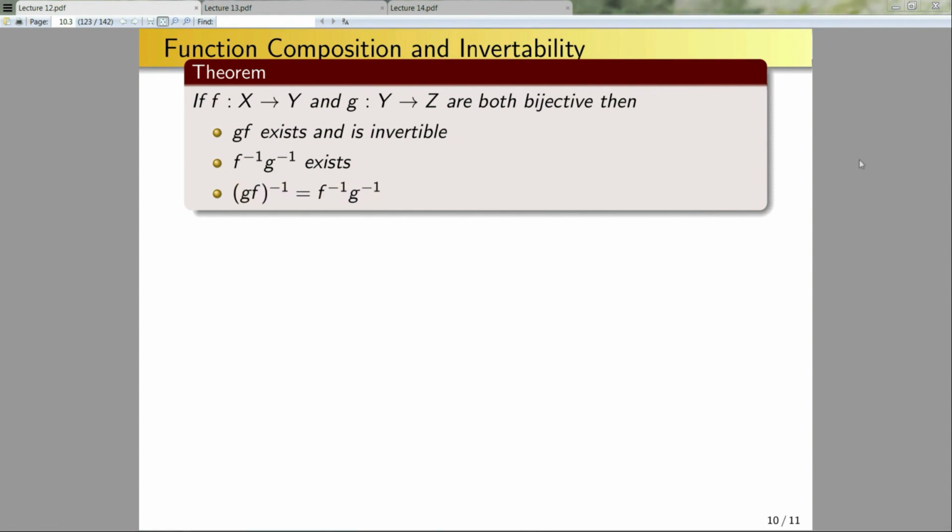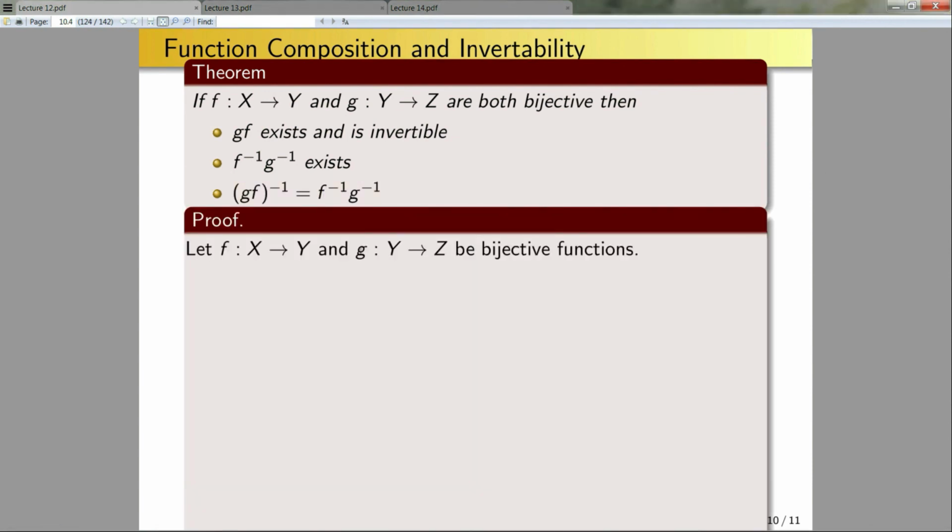So let's end this lecture with a proof. Let f from X to Y and g from Y to Z be bijective functions. To prove this first point, I need to show that gf exists, and then I need to show that it's invertible. So to show that gf exists, what do I do?